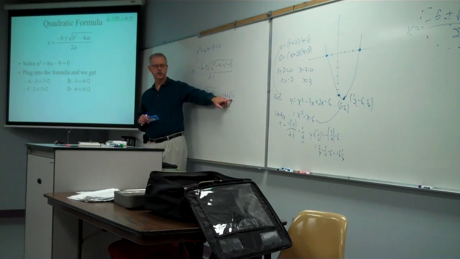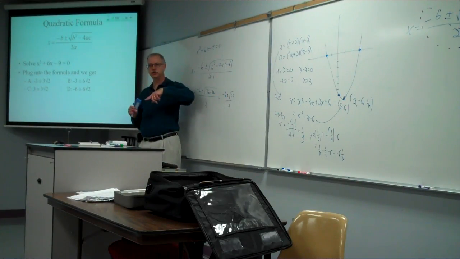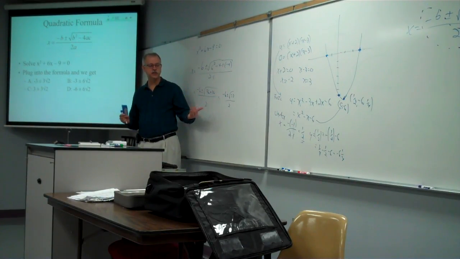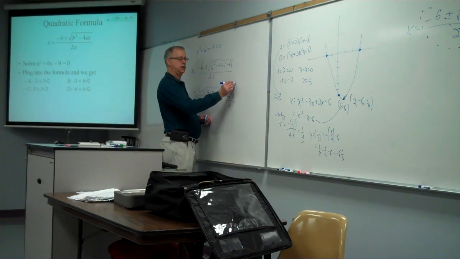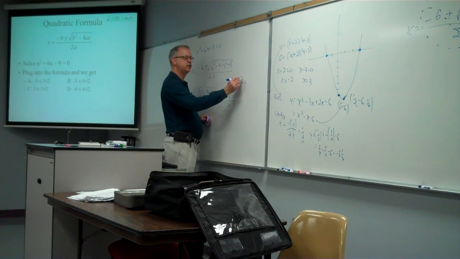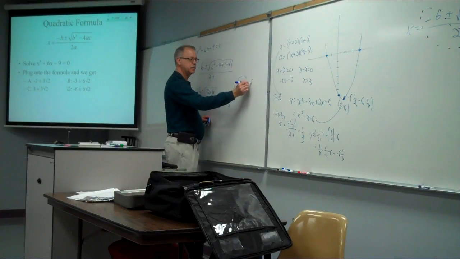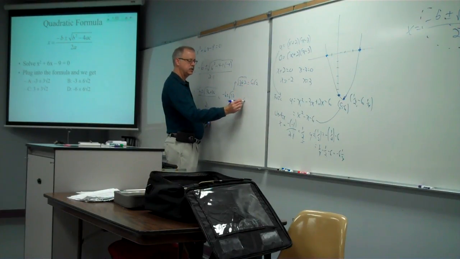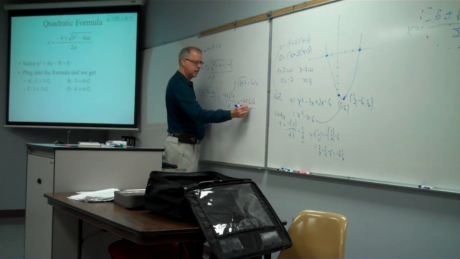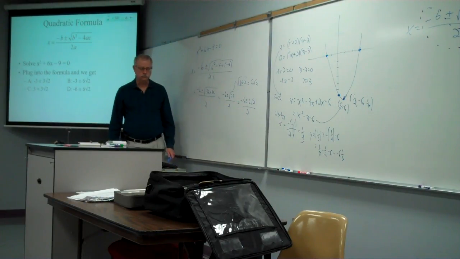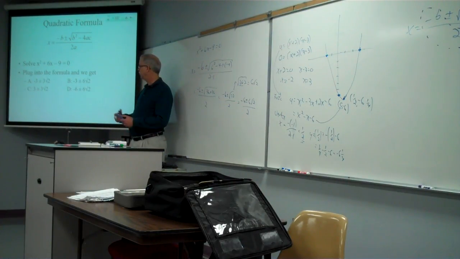Anybody remember how we simplify a square root? Because the square root of 72 is not a perfect square. We look for factors that are perfect squares. So 36 is a factor. 72 is 36 times 2, and we can do the square root of 36. So this does simplify a bit. And then if we simplify it a bit further, what are we going to end up with here?